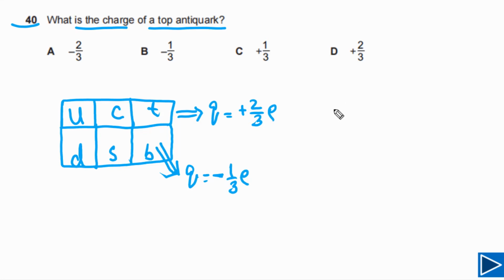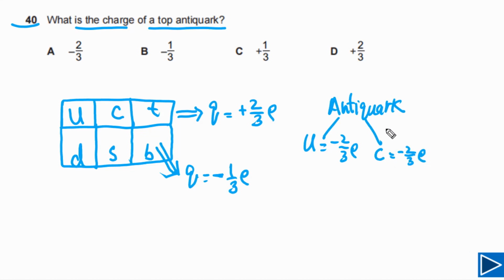Next thing we need to understand is the anti-quark. An anti-quark has opposite charge. For example, if we talk about the anti-up quark, the up anti-quark, the charge on this one will be equal to negative 2 by 3e. If we talk about the charm anti-quark, the charge on it will be 2 by 3e. And if we talk about the top anti-quark, the charge on it will be negative 2 by 3e.